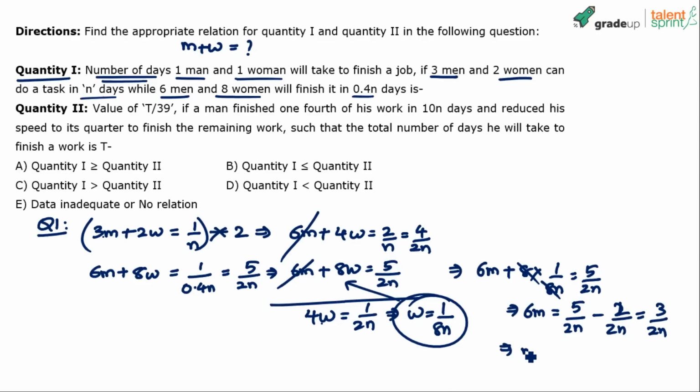Again, upon further simplification, we'll get m equals, this goes 2 times. It's all about cancellations and simplifying. M comes out to be 1 by 4n. So basically, you have to solve for m and w.